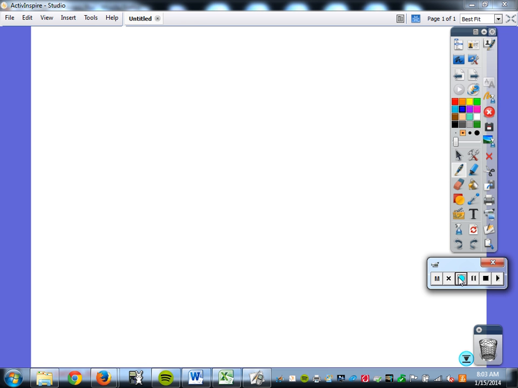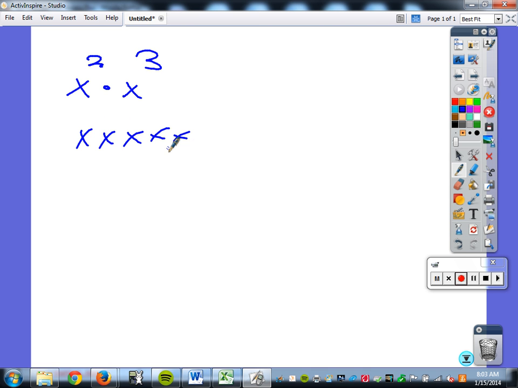Okay, so first off, let's go over our rules of exponents, okay? Because that's important, just a little remembrance. Does anybody remember if I had x squared times x cubed, what is that going to be? Fifth. Because notice, this is x, x, x, x, x.